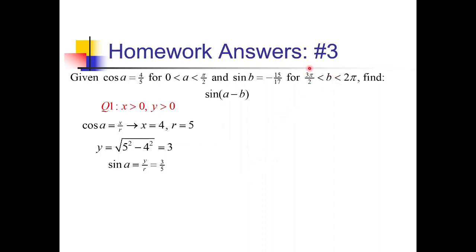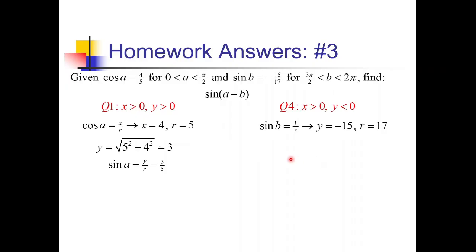This quadrant between 3 pi over 2 and 2 pi, that's quadrant 4, between 270 and 360. The x's are still positive there, but the y's are negative now. And they gave me sine of b. Again, that's going to be y over r. Since this is negative 15 over 17 and we know y is negative, that means y must be negative 15. And r is always positive. That's going to be 17.